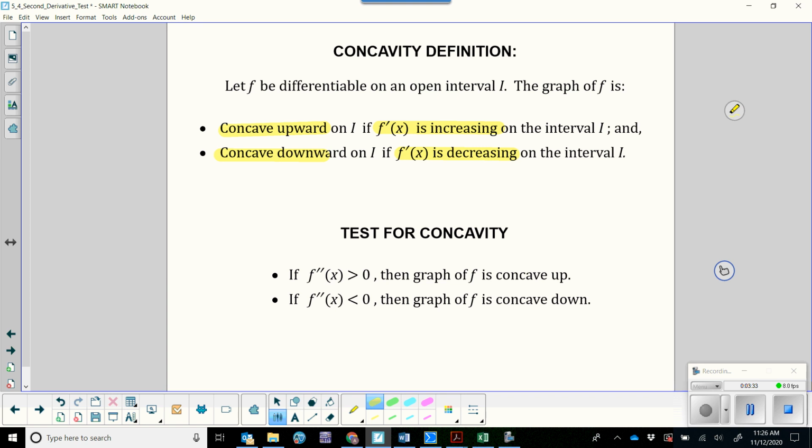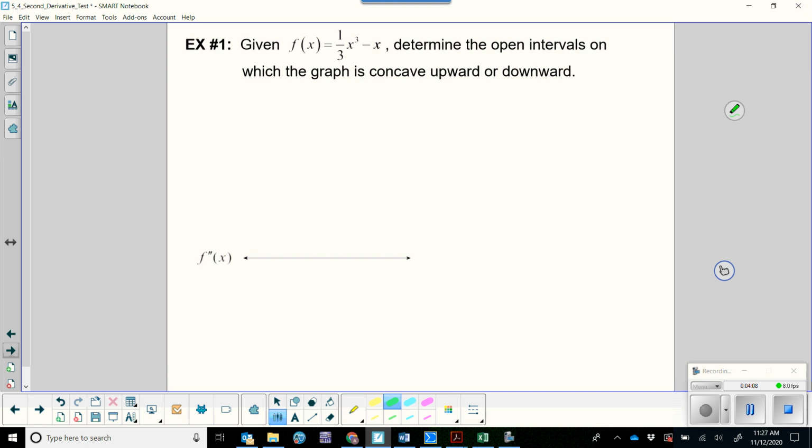The way we test for it then: if f prime is increasing, that would mean that its derivative, which is f double prime, is greater than 0. So the test for concavity is, if f double prime is greater than 0, then the graph of f is concave up. Same thing for decreasing: if f prime is decreasing, then its derivative, f double prime, would be less than 0, or negative, and the graph would be concave down. That's how we're going to test for concavity.